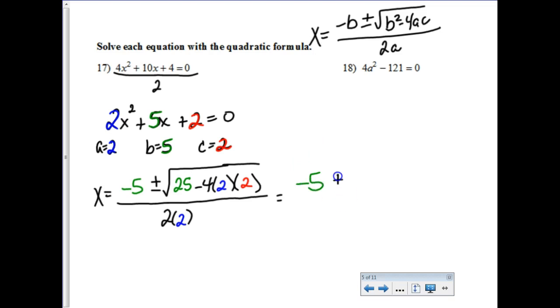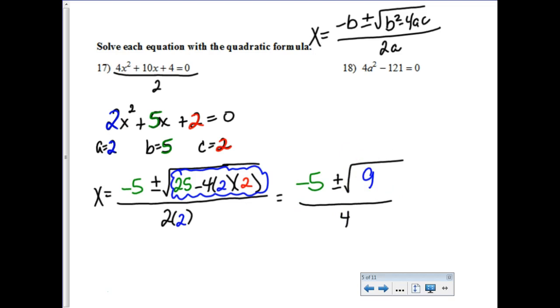And then we have a plus or minus. I'm going to leave it under the radical here. But the discriminant, this stuff under here, this is what I want you to calculate. So that is 25 minus 16. So that's a 9 over 4. 2 times 2 is 4.